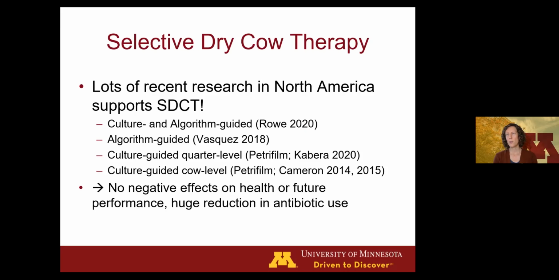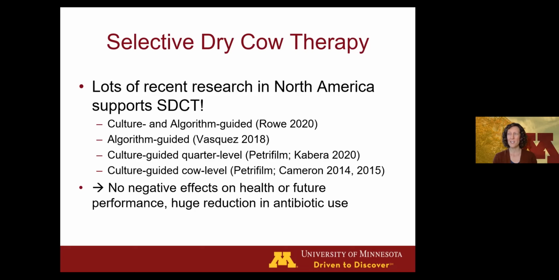So just to give you a little snapshot, there's a ton of research now that has been completed in North American herds, both in Canada and in the US, looking at various different approaches to selective dry cow therapy, both at the cow level, where we say this cow is likely to be infected, I'm going to treat her, this cow's not, I'm not going to treat her with antibiotics, or quarter level, where we're going to say this individual quarter might be infected, I'm going to go ahead and give her this quarter antibiotics, but I might not treat the other 3 quarters that are not likely to be infected.